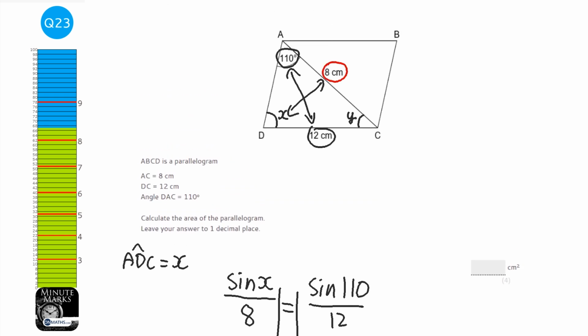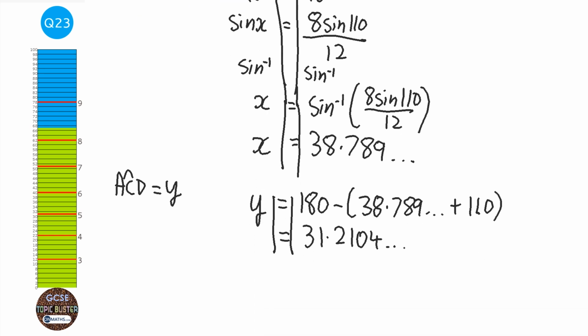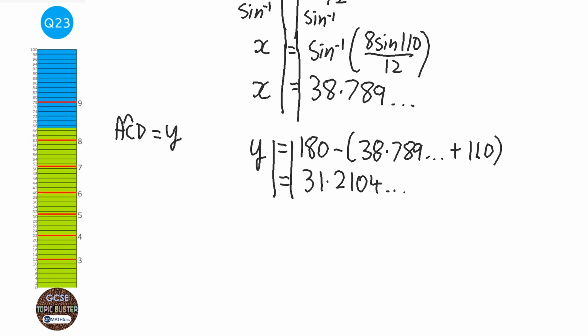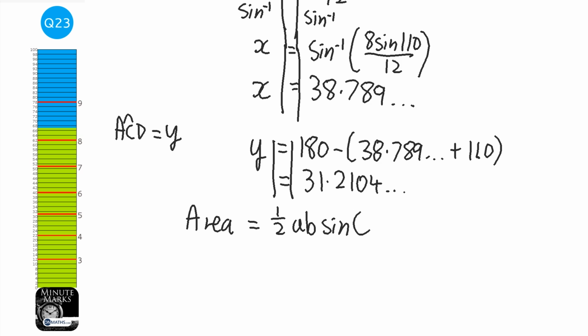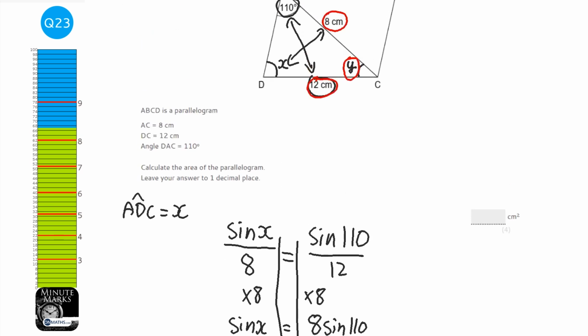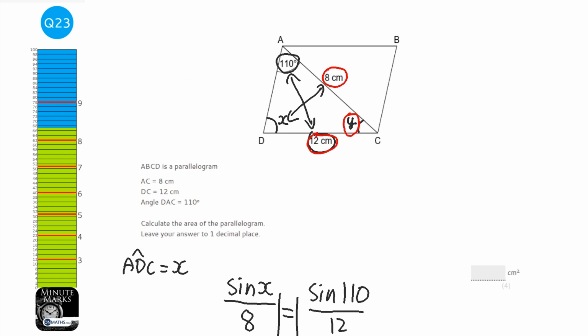Okay, so I've worked out what y is, which is good, because when you have a length, then an angle, then a length all together, then you can use the trigonometric area formula. And the formula is dead easy. It just says that area equals half AB sine big C.